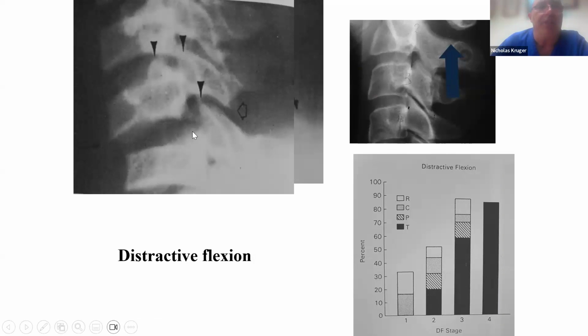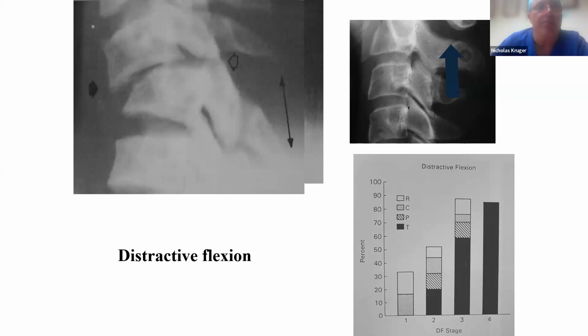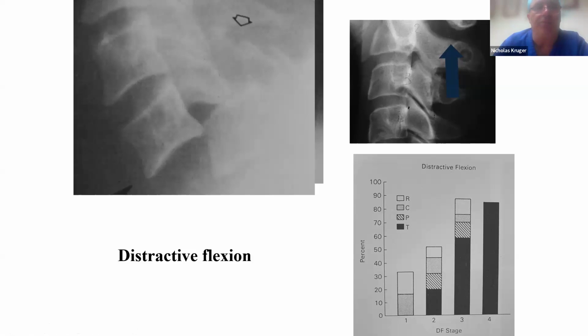Above it, there's listhesis, but less than 50%. We can see a facet sitting here. It's your classic bow tie sign. This facet still in contact here, so it's a unifacet. So it's a DF type 2. Here we're approaching 50%. Looks like both facets have jumped. So it's probably a DF type 3, and a 4 is complete body dislocation.